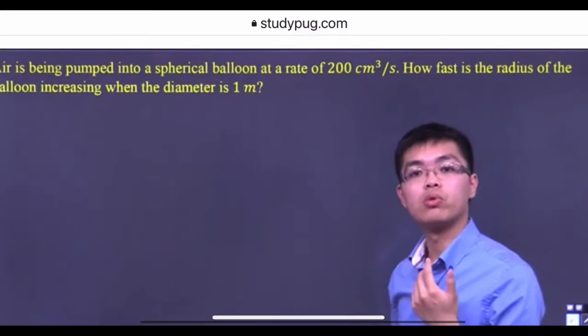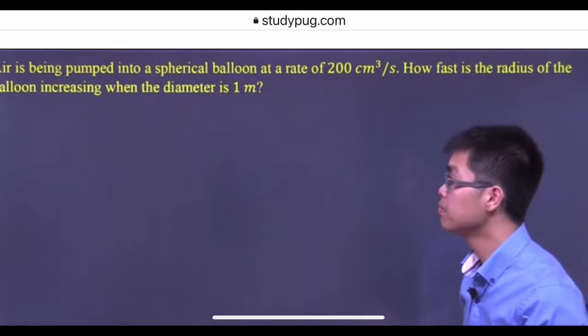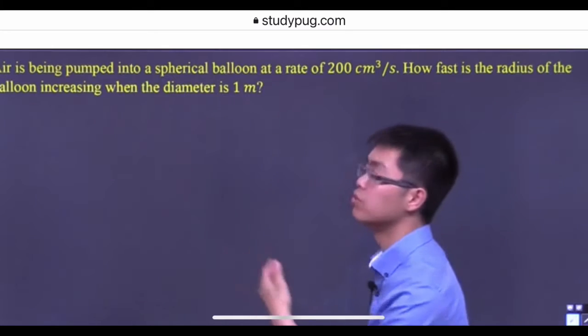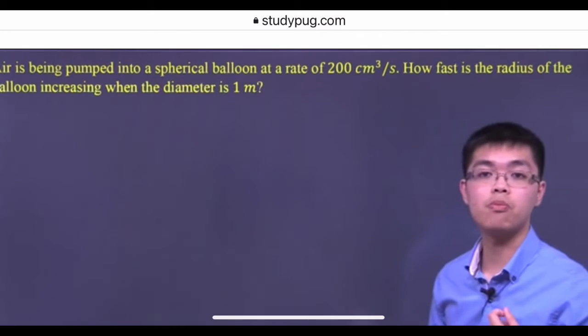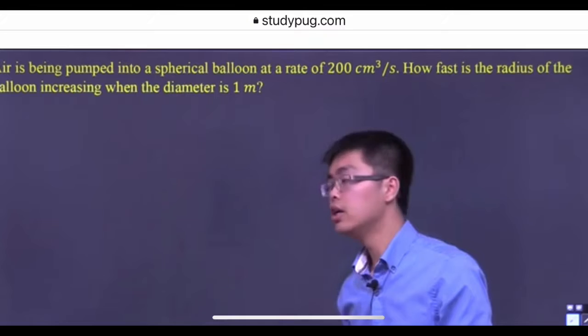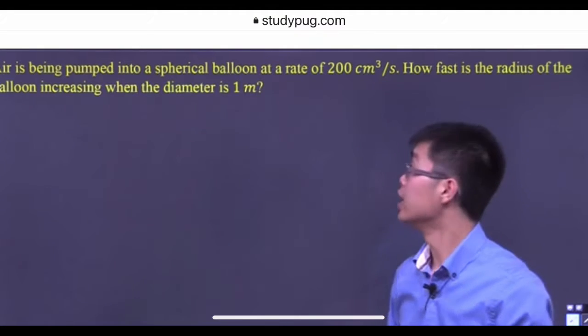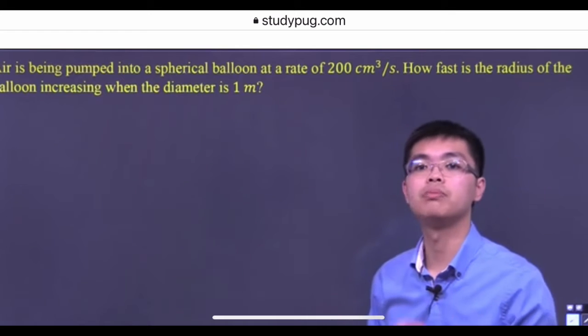Today we're going to do a related rates question, and the question says, air is being pumped into a spherical balloon at a rate of 200 centimeter cubes per second. How fast is the radius of the balloon increasing when the diameter is 1 meter?